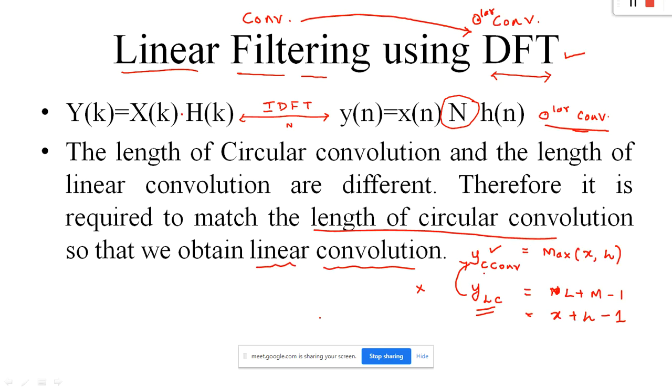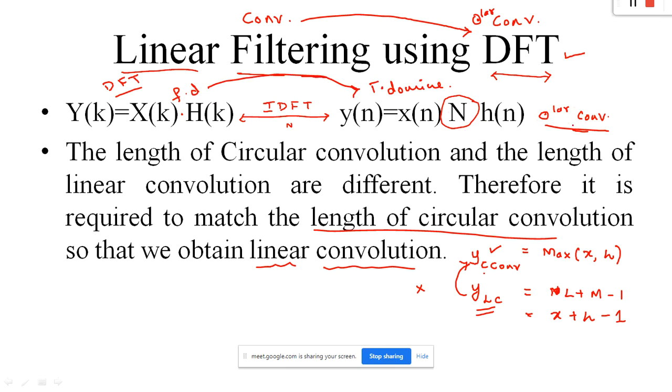What is the DFT technique? The DFT technique is nothing but y of k is equal to x of k into h of k. This is the DFT, discrete Fourier transform, right? For when two input sequences are given. So this is in the frequency domain. In the time domain, what happens? In the time domain it is nothing but convolution. What type of convolution? Circular convolution.